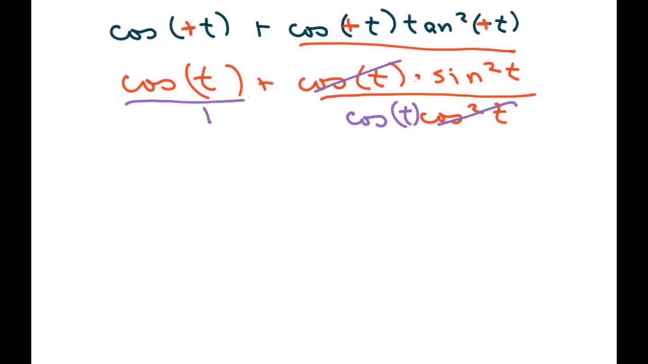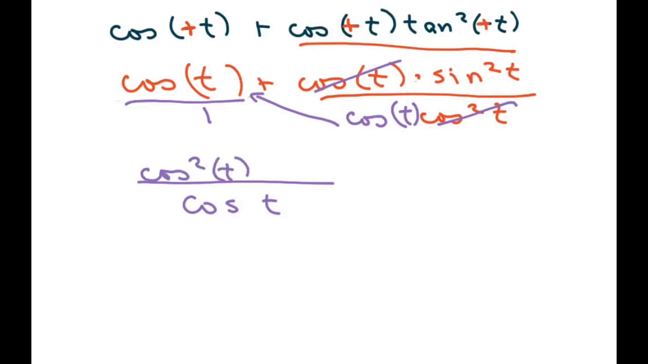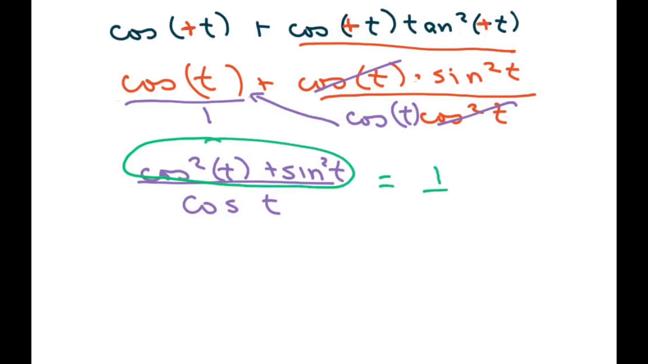This is over 1. So we're going to use our common denominators, cosine of t, and cross. So when you cross up here, you're going to get cosine squared of t, and 1 times sine squared is just sine squared of t. Now this equals 1, so we get 1 over cosine of t, which equals secant of t. And that's all. Thank you. Have a nice day. Bye-bye.